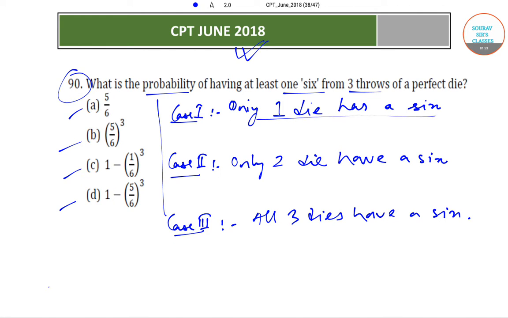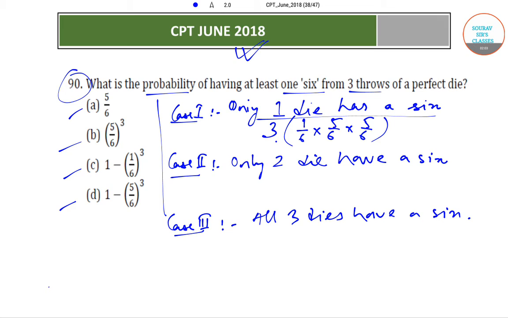So the probability of only one die having a 6 is that one die can have a 6 with probability 1 by 6, and the other dies will have probability of 5 by 6 and 5 by 6. This considers the case in which the first die has a 6 and the other dies have no 6. But it can also happen that the first die will not have any 6, but the second die will have a 6. In that case, it will be 5 by 6 into 1 by 6 into 5 by 6. And if only the third die has a 6, then we have 5 by 6 into 5 by 6 into 1 by 6. So as you can see, there are 3 possible cases for this, since there are 3 dies. So we have 3 into this condition.